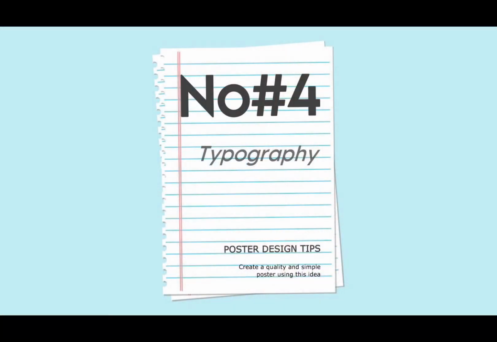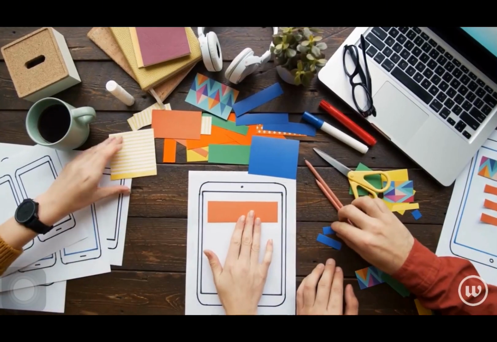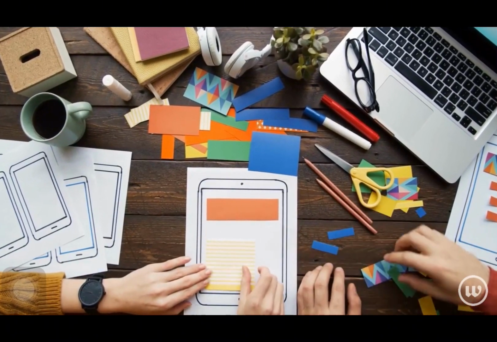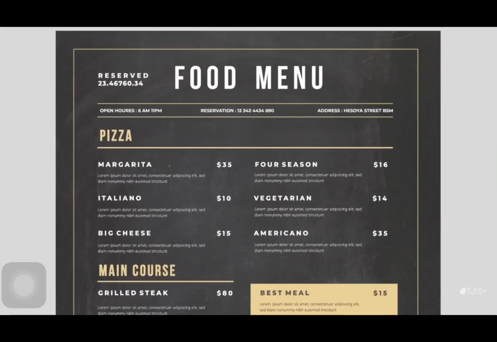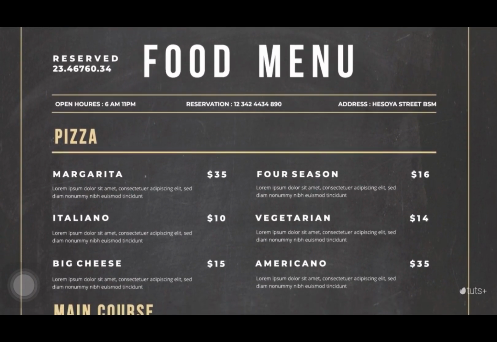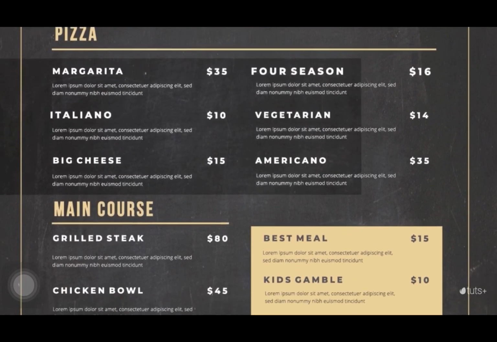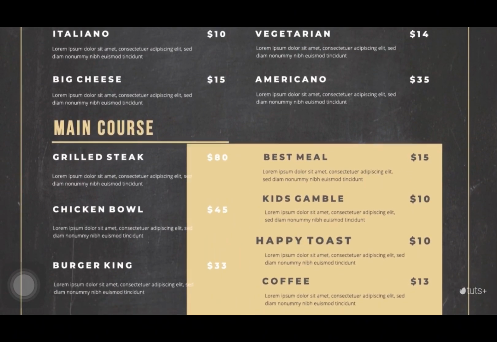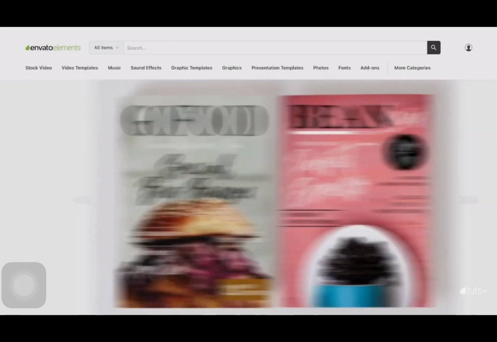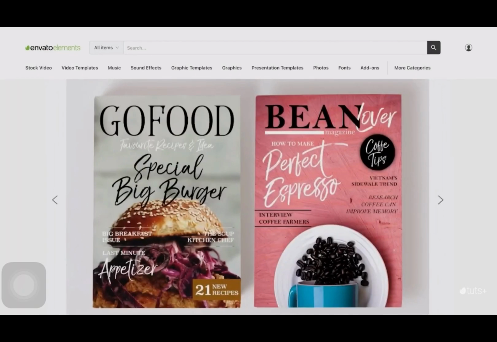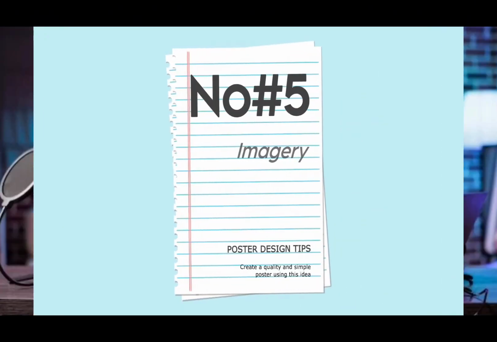Tip 4. Typography is the art and technique of arranging type to make written language legible, readable, and appealing when displayed. This arrangement of type involves selecting typefaces, point sizes, line lengths, line spacing, and letter spacing. Here are some examples.